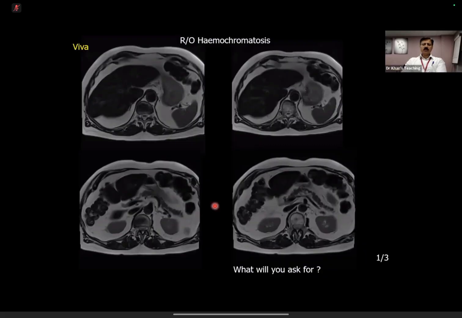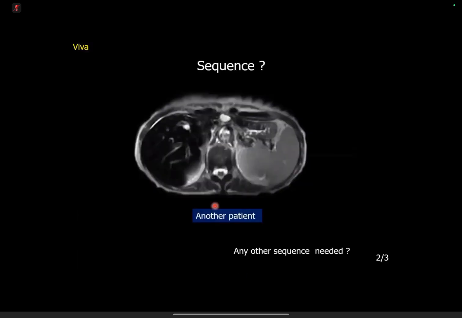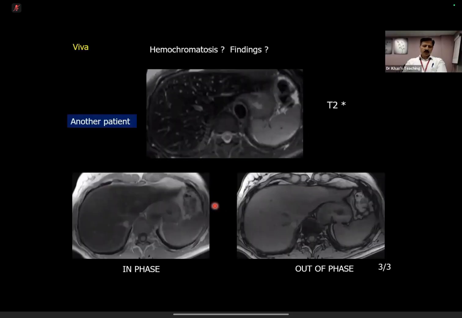Basically, I'm asking you, do you want to do any other sequence which will be more specific? You can do gradient echo. So this is not the same case, by the way. This is another patient. But just on this patient, what is the sequence and what is your conclusion on this case? So this looks like a T2 star gradient echo, and I would say this is hemochromatosis because the liver is hypointense compared to the muscles I can see. Okay.